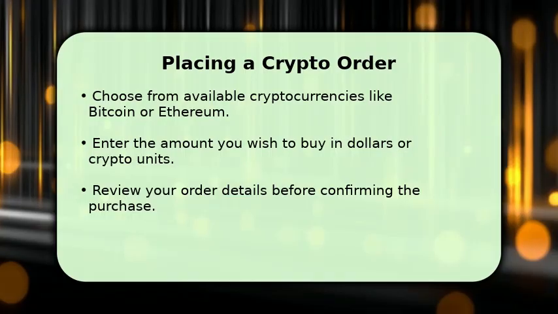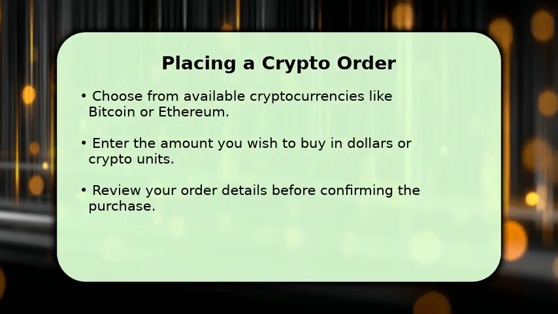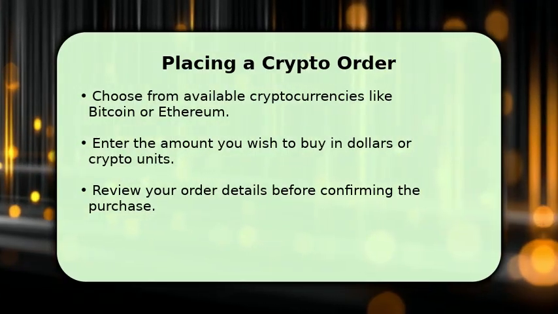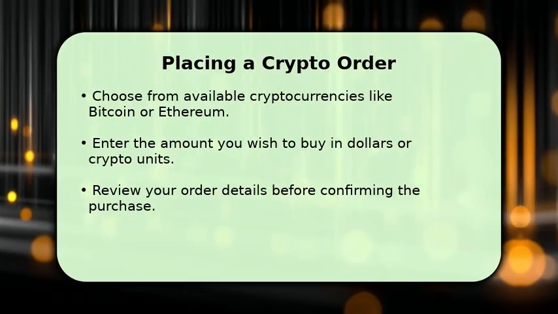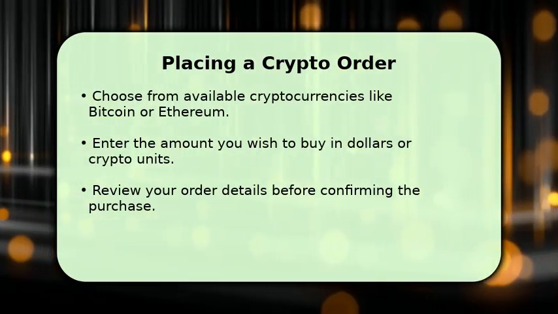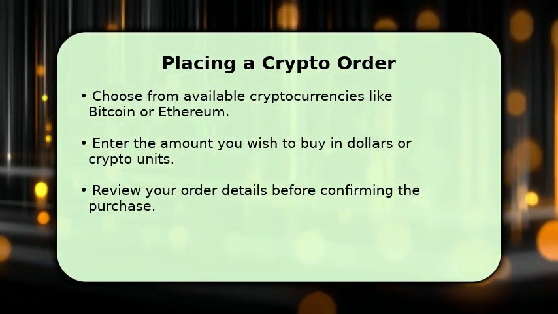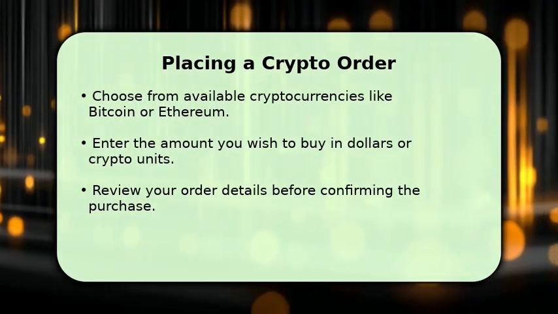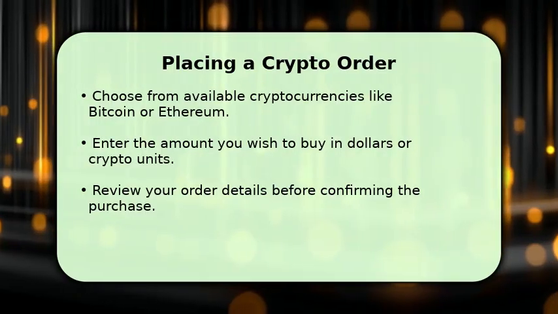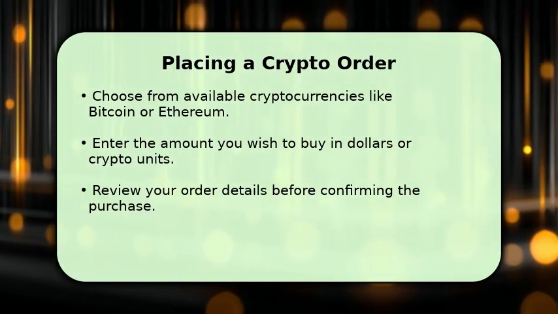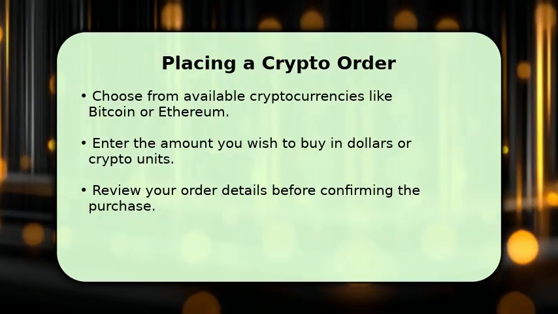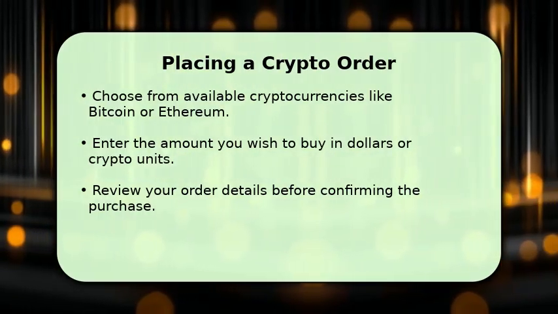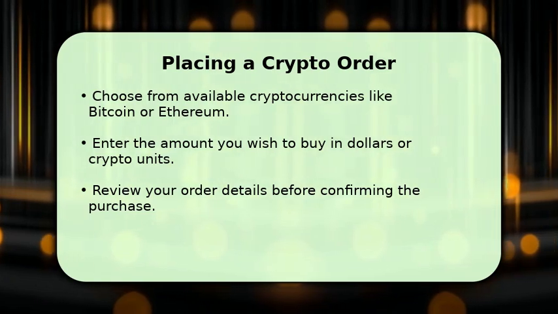Once your account is funded, you're ready to place an order. Navigate to the trading section and select the cryptocurrency you wish to purchase, such as Bitcoin or Ethereum. You can then specify the amount you want to buy, either by entering a dollar value or a specific quantity of the crypto asset. Always take a moment to carefully review all the order details, including the price and fees, before you confirm your purchase. This ensures accuracy and helps you avoid any mistakes.